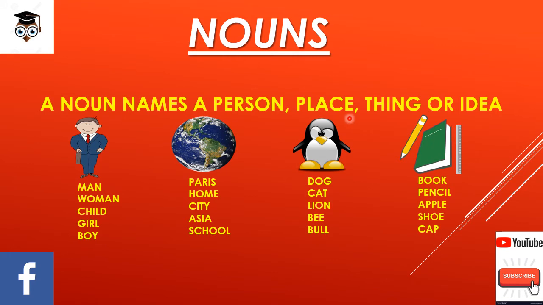So nouns. What basically is a noun? A noun names a person, place, thing, or idea. For example, in the person: man, woman, child, girl, boy. Place: Paris, home, city, Asia, school. Animals: dog, cat, lion, bee, bull. Thing: book, pencil, apple, shoe, cap.